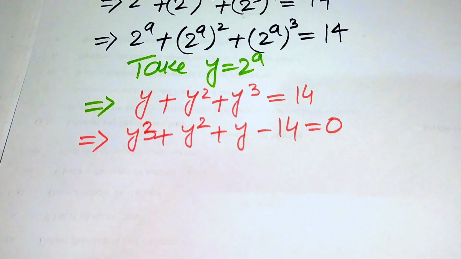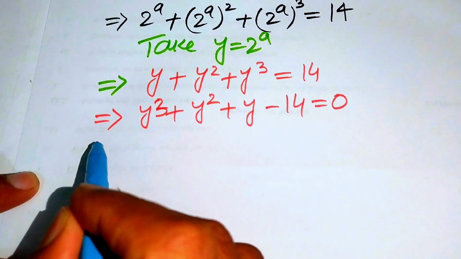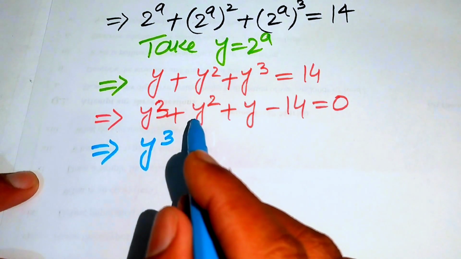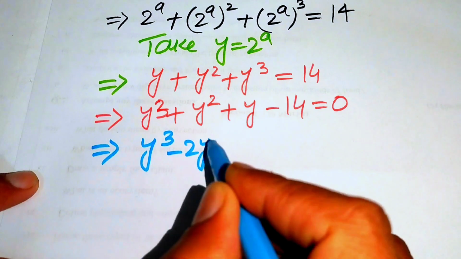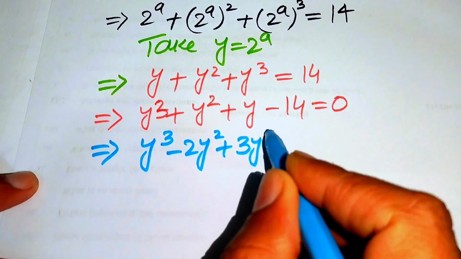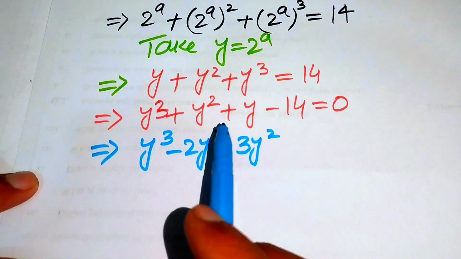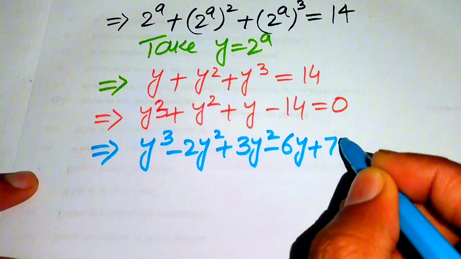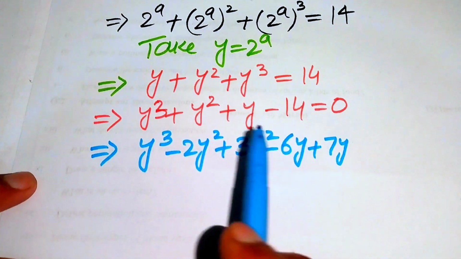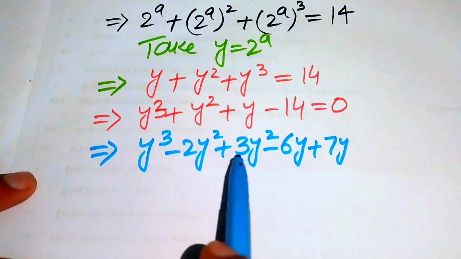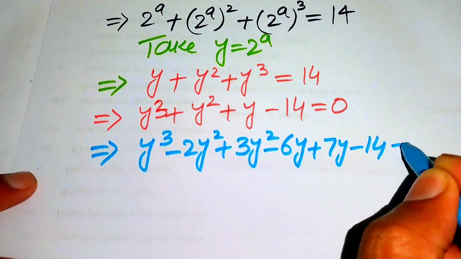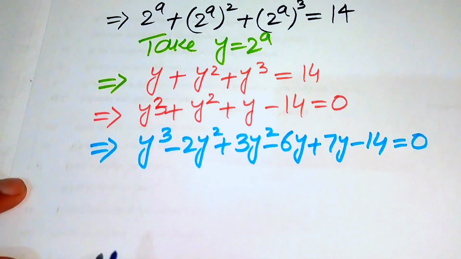And in the next step we make the factors of this cubic equation, so that here we rewrite these terms as, so first we write this y cubed, and here we have y squared, and we write it as minus 2y squared plus 3y squared. And similarly we have this plus y, and we write it as minus 6y and plus 7y. We know that minus 6 plus 7 becomes plus y, and minus 2 plus 3 becomes y squared, and here we have minus 14, and this whole equation equals to 0.